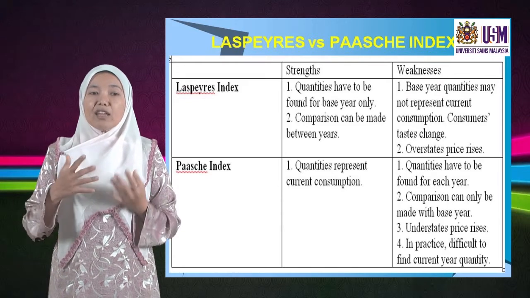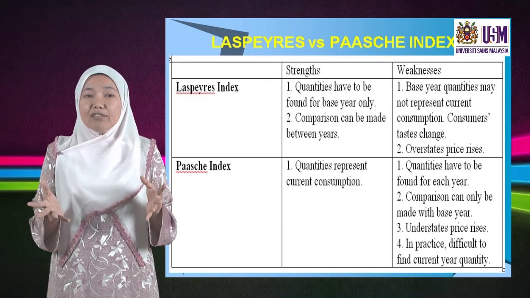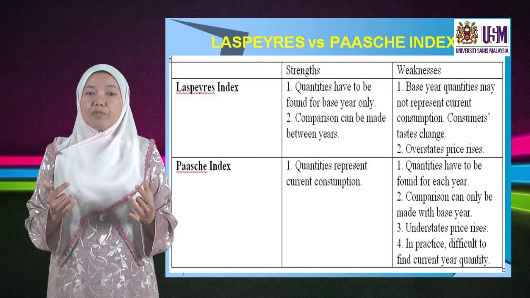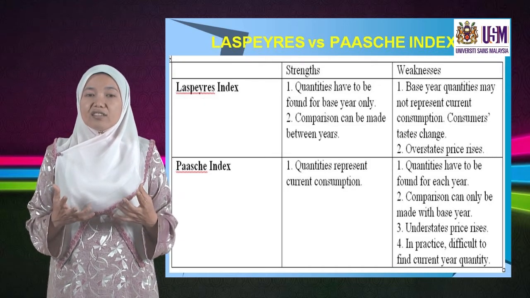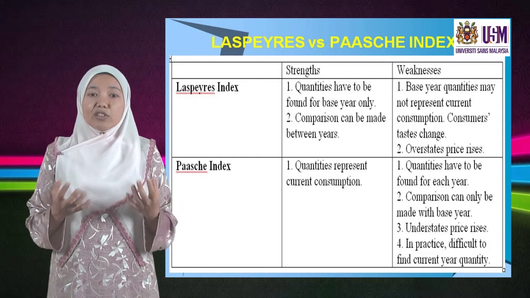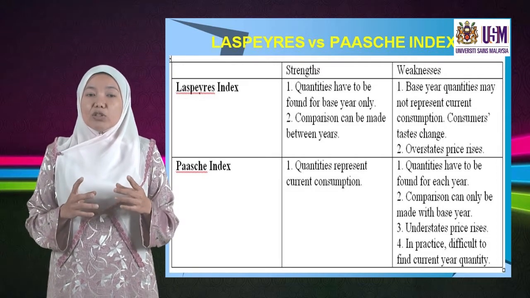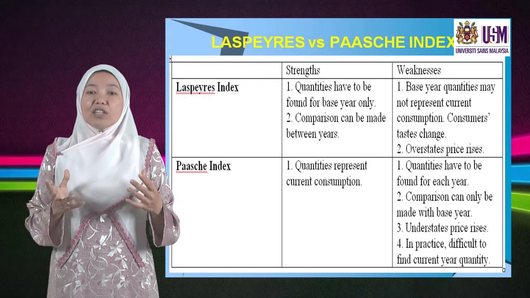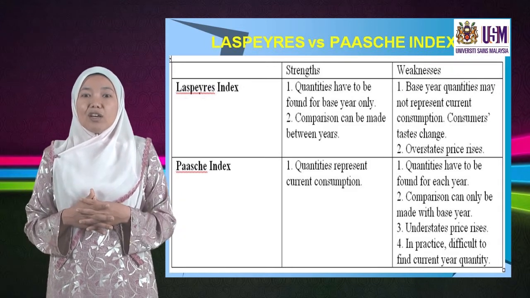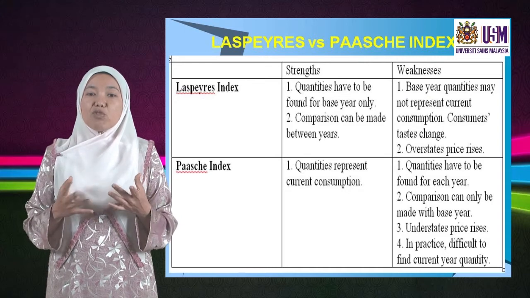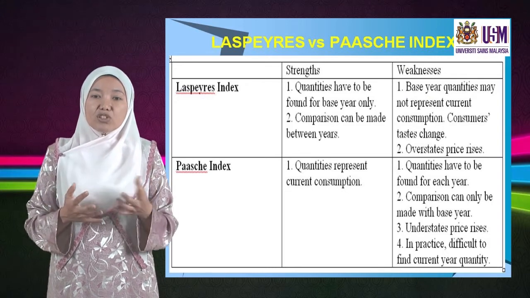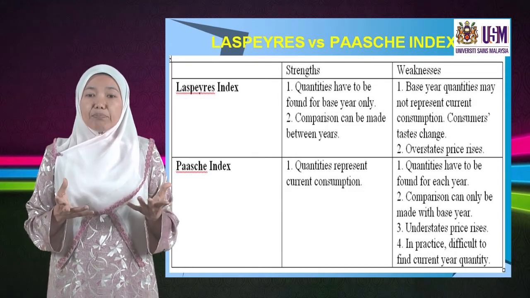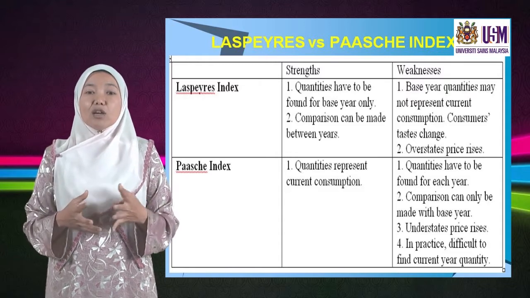On the other hand, remember that by definition, the Paasche index is using the current year quantity. So it has a strength in the sense that the current year quantity represents current consumption. But this is also a weakness, in the sense that quantity of the goods has to be found for each year. In that case, comparison can be made between that year and the base year. The Paasche index understates price increase, and in practice, we find it difficult to find current year quantity.